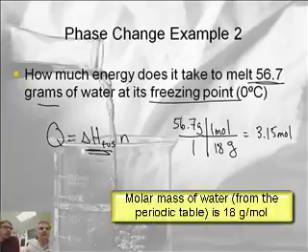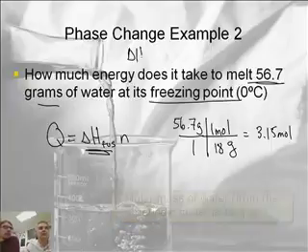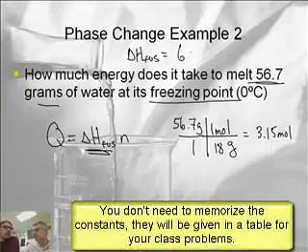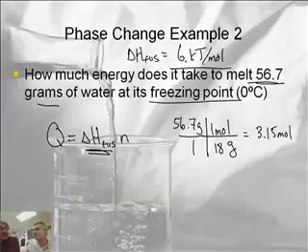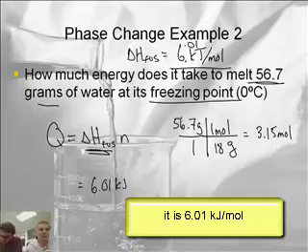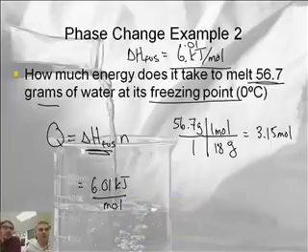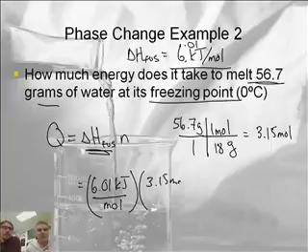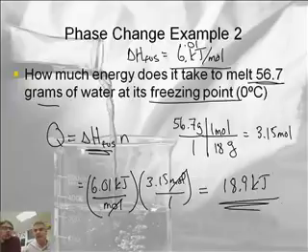Now, we didn't put this on the table, but you might remember the delta H fusion was 6.01 kilojoules per mole. Notice how I'm writing this so it's easier to see how things cancel. Times 3.15 moles. It's really over 1 if you think about it. The moles cancel and you get 18.9 kilojoules. That's pretty easy.